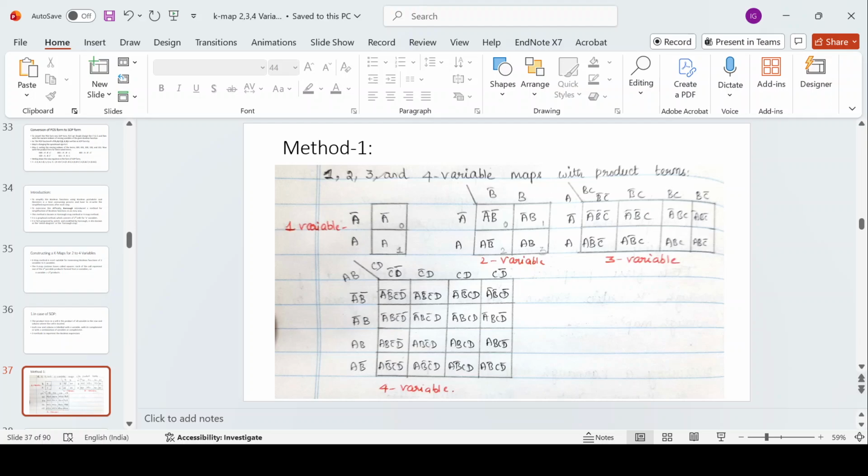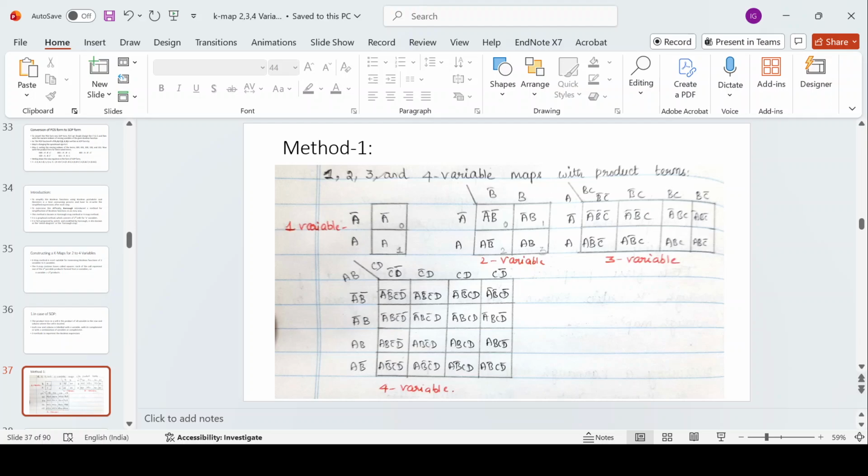I have also represented one variable. If we have one variable A, we can create 2 power 1 equal to 2 cells. One cell is used to represent A dash, another cell is used to represent A. Next is two variables. Two variables means 2 power 2 equal to 4 cells. So we can create 4 cells for two variables.